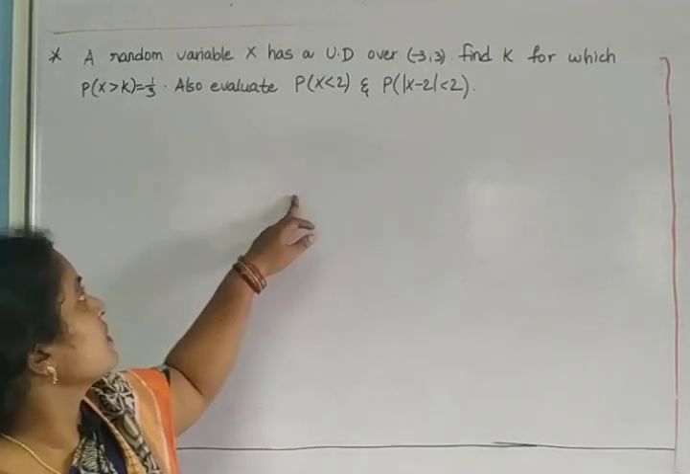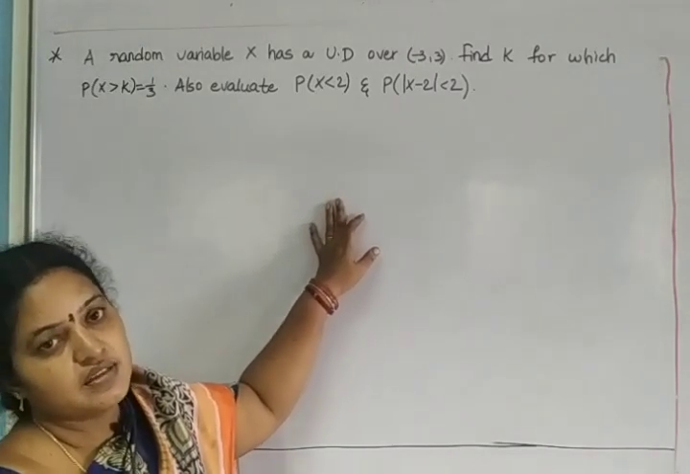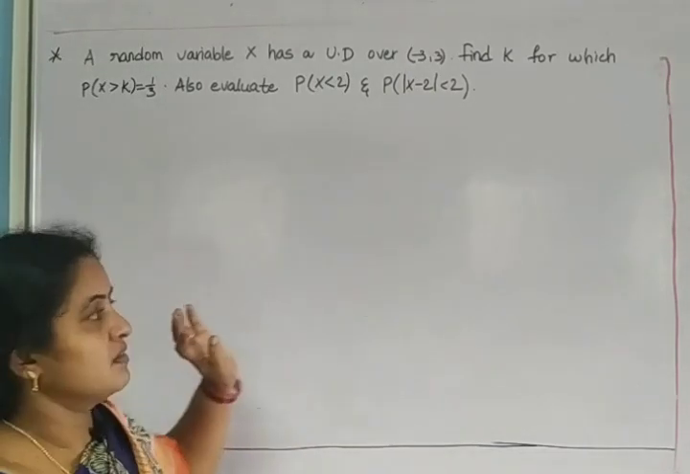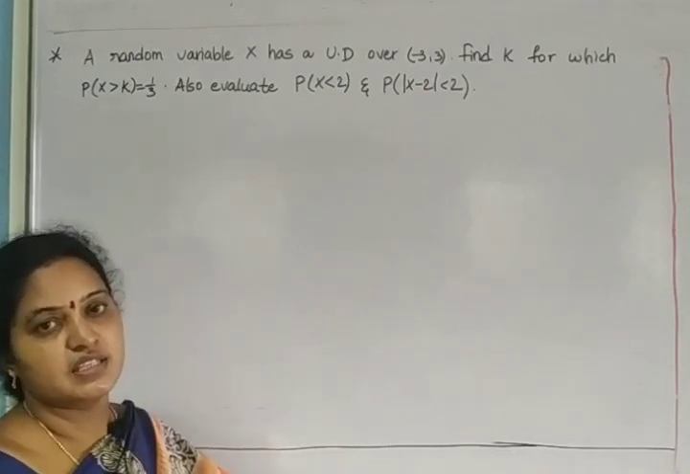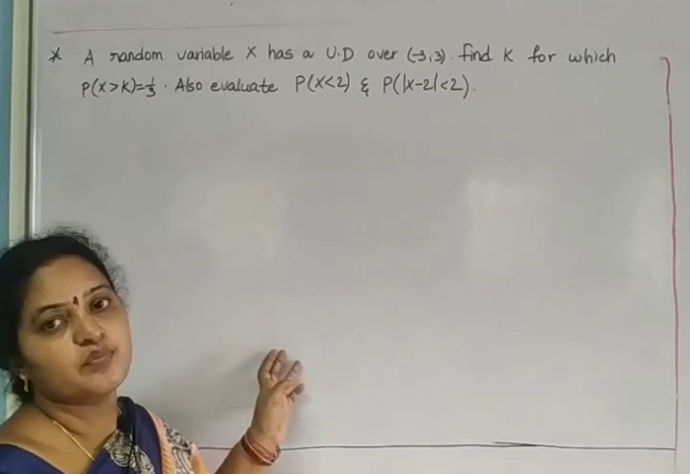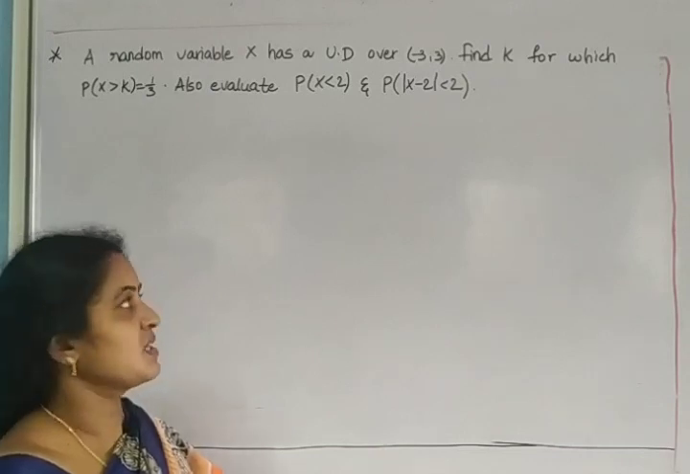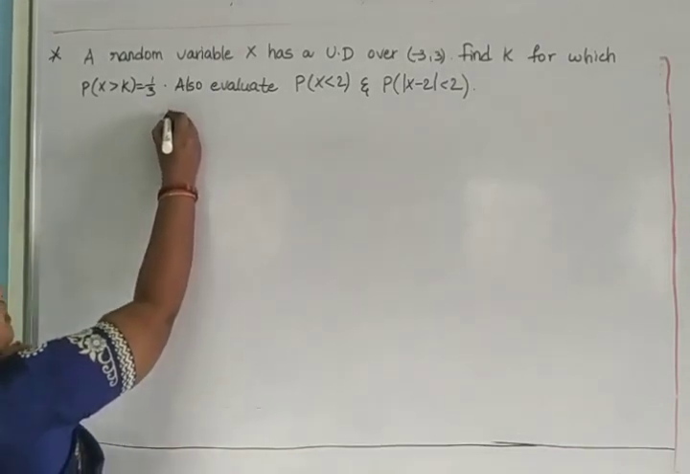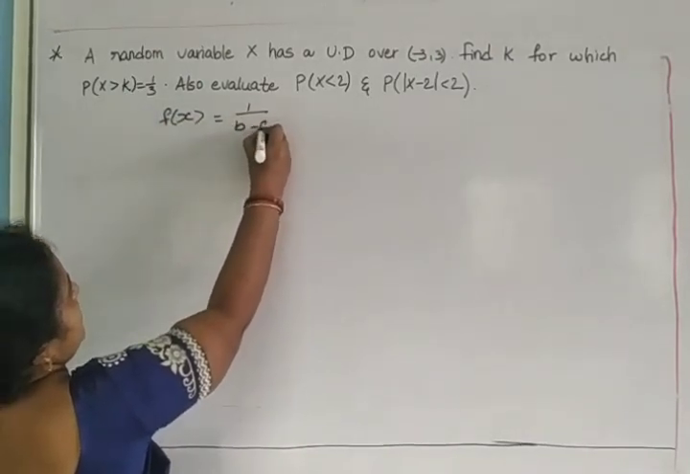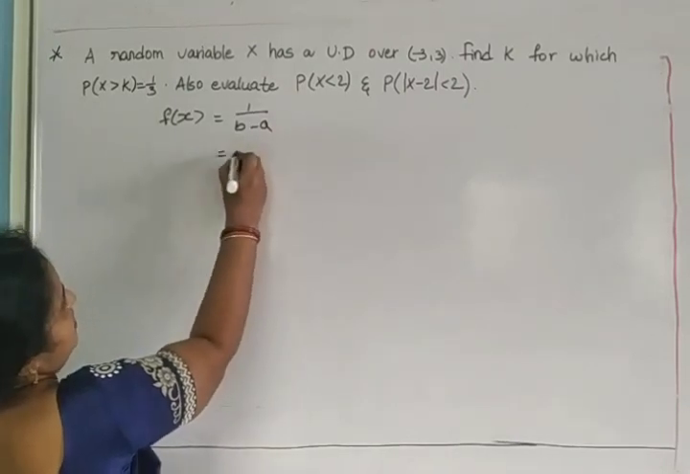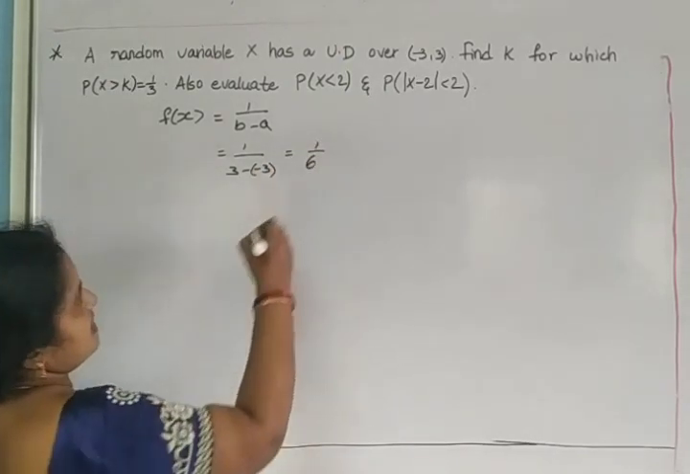First we have to find out the k value. For that, first we have to write down the density function f of x. We know that in uniform distribution, the probability density function is f of x equal to 1 by b minus a. Here a value is minus 3 and b value is plus 3. So f of x equal to 1 divided by b minus a. This is equal to 1 by 3 minus of minus 3. It is equal to 1 by 6.